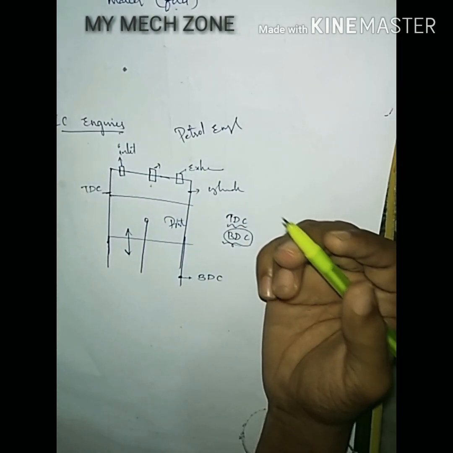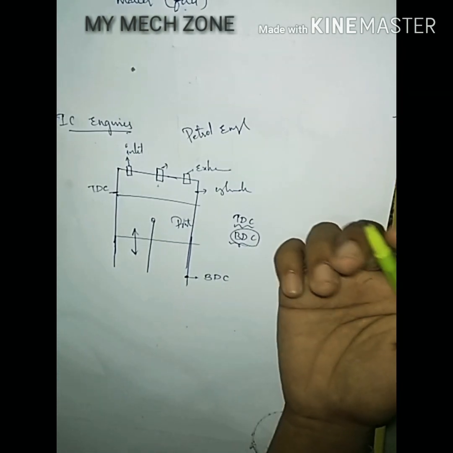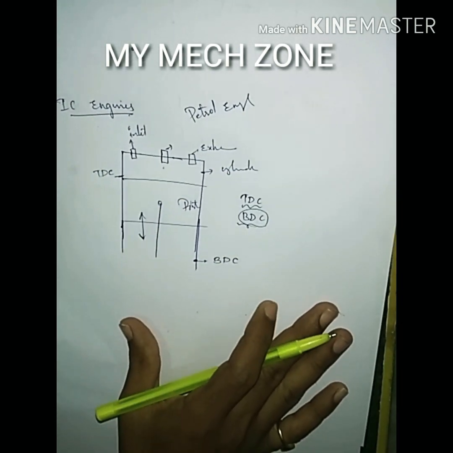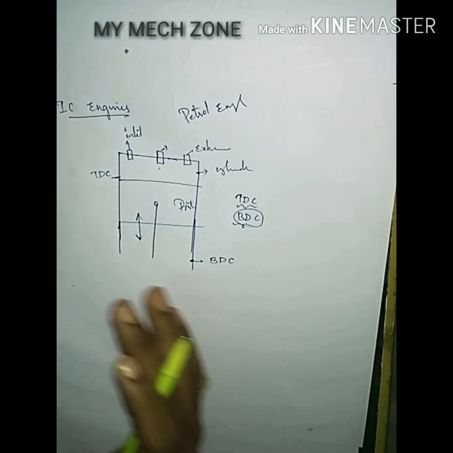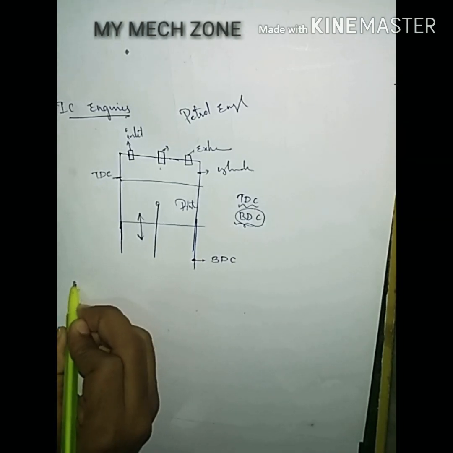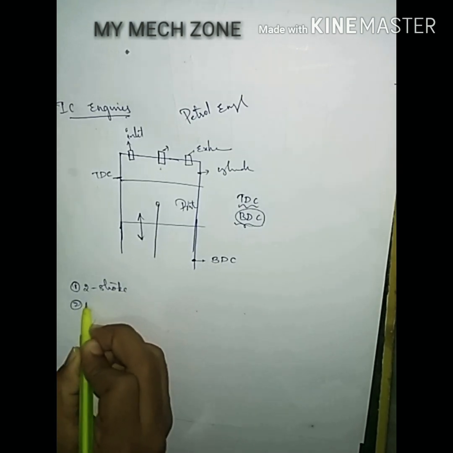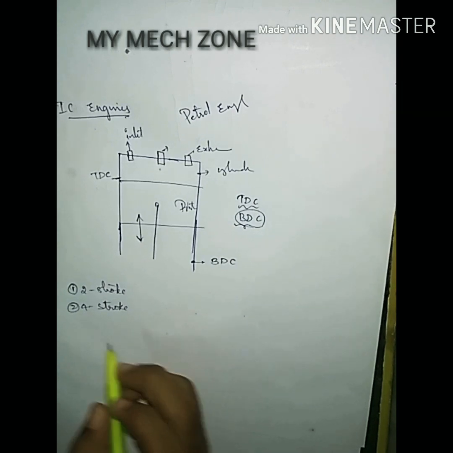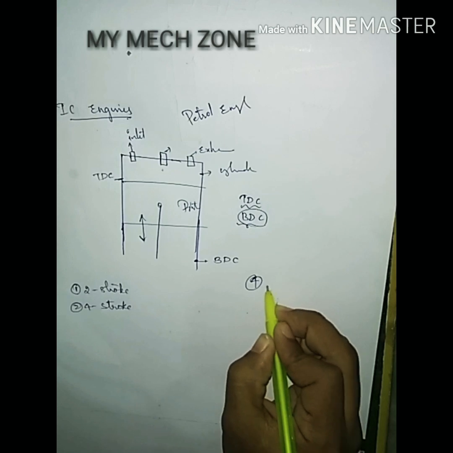Fine. In IC engines there are so many classifications, 12 to 13 types. We will not go deep into that, but we will see the classification according to the number of strokes of an IC engine. The first one is the 2-stroke engine and the second one is the 4-stroke engine. What are these 2-stroke and 4-stroke engines? It is the number of strokes in which the engine completes its 4 stages.